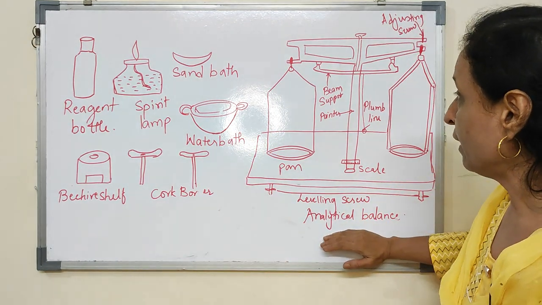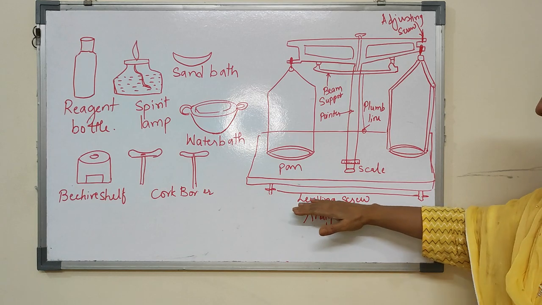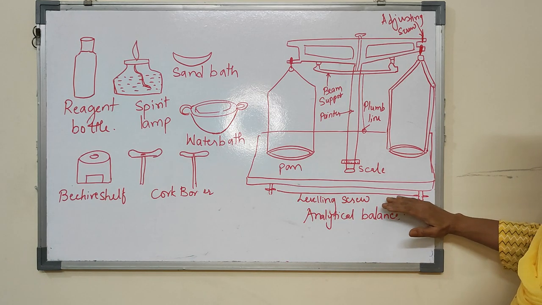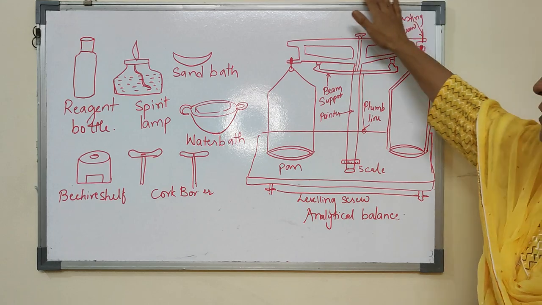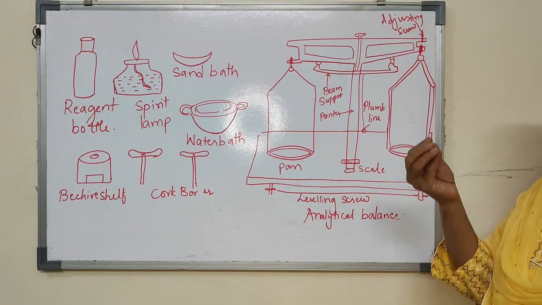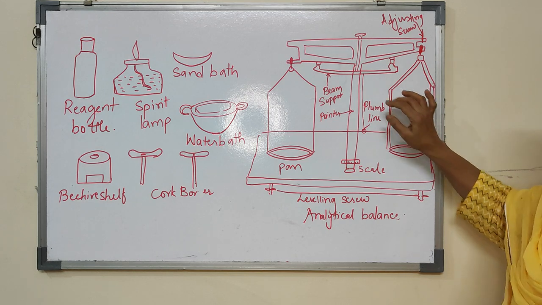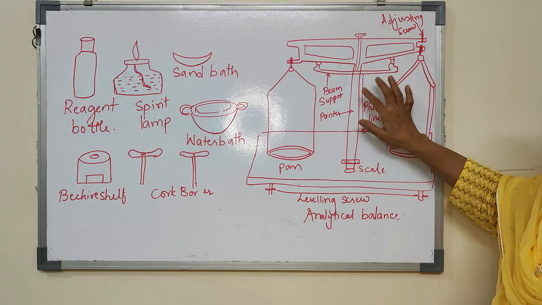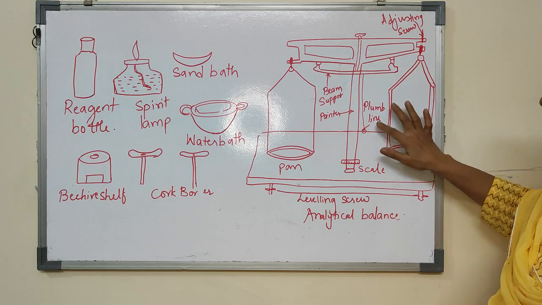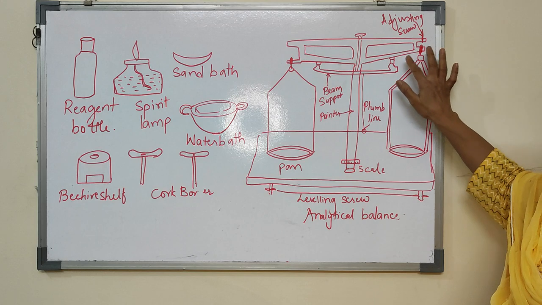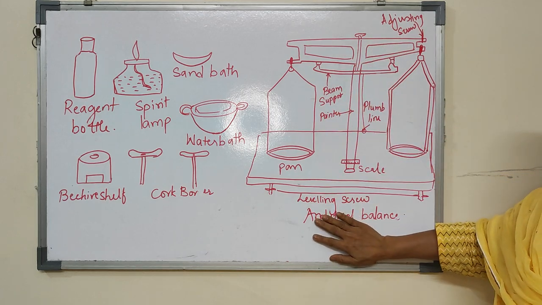So this beam balance is used in the laboratory. It has to be leveled, the screw has to be leveled properly. This is an analytical beam balance. There are two pans here, there are adjusting screws, and it is in a glass box so that even the slight movement of air won't affect the weight of the chemical which you have weighed. This is the pointer, and that would point out the weight. There will be calibration here, and this is the beam support, this is the plumb line, and this is the scale, and it will show the accurate measure in this analytical balance. So this is very important to have in the chemistry lab.